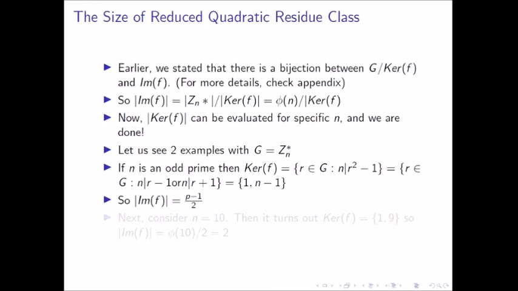So Im f turns out to be (p minus 1)/2, as phi(n) is equal to n minus 1, or p minus 1 over here. So Im f turns out to be (p minus 1)/2 or (n minus 1)/2.